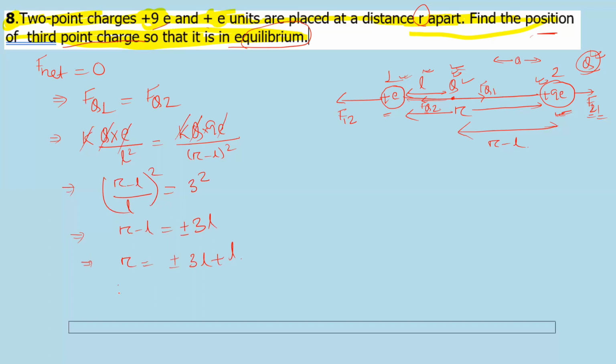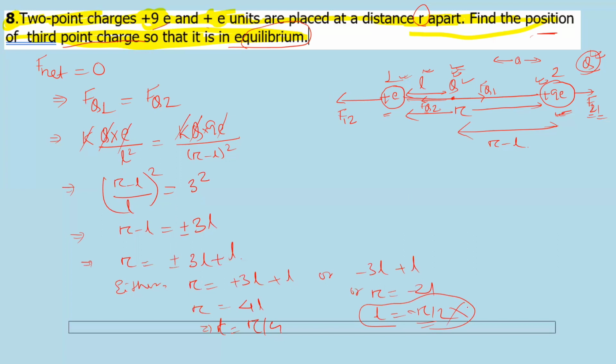So from here you can write either R is equal to plus 3L plus L, or minus 3L plus L, right? So plus 3L and plus L will give you R is equal to 4L. From here you can get L is equal to R by 4. And from the other you will get R is equal to minus 2L, and L is equal to minus R by 2. So this minus R by 2 you will ignore, because this distance will come to the opposite side, where we cannot place this charge.